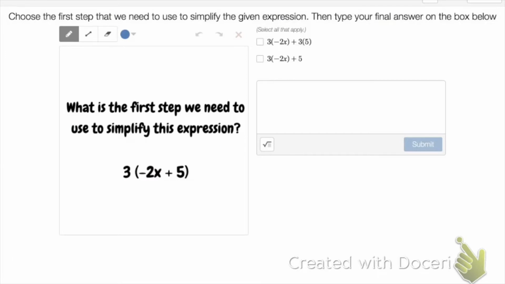So now we go to this problem. We have 3 times the quantity of negative 2x and 5. So we need to rewrite the problem.